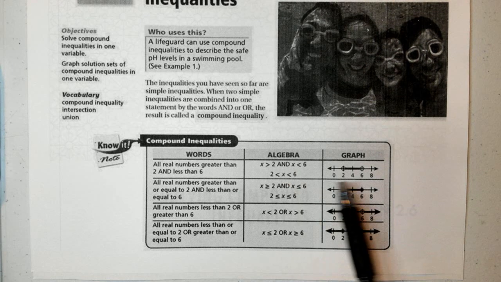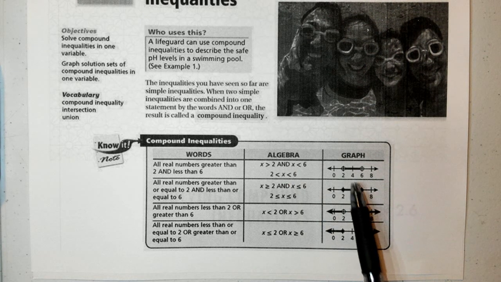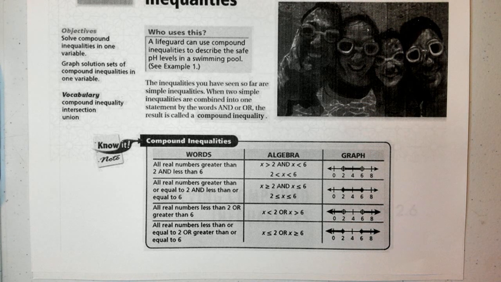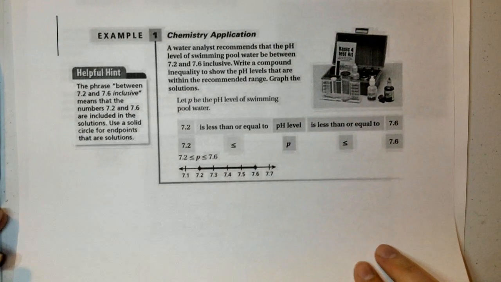So and statements are kind of joined together, a section that's joined together, and then or statements are something shaded to the left, something shaded to the right. So we're going to look at example 1.